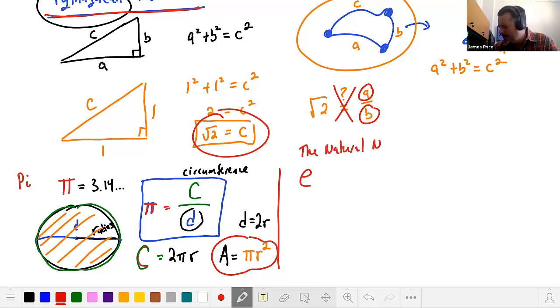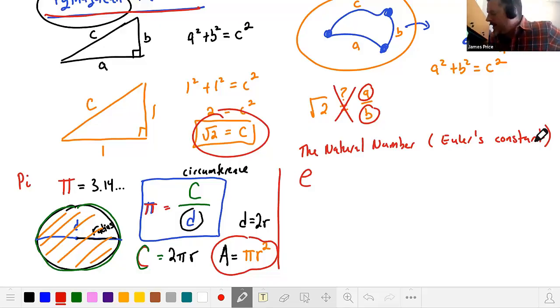So the natural number also has another name called Euler's constant. Euler was a famous mathematician in the 1700s, right? So Euler's constant, or Euler's number. It's Euler, like oil, basically. But I always call it the natural number, and it looks like this.